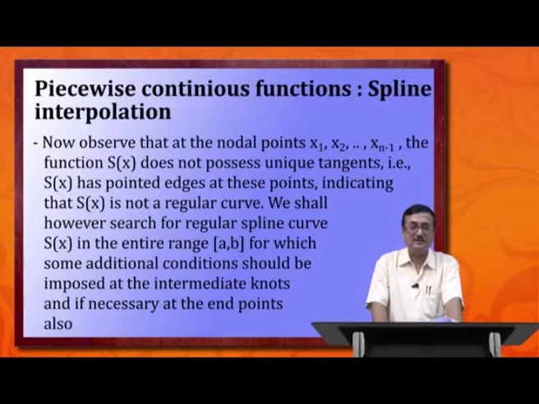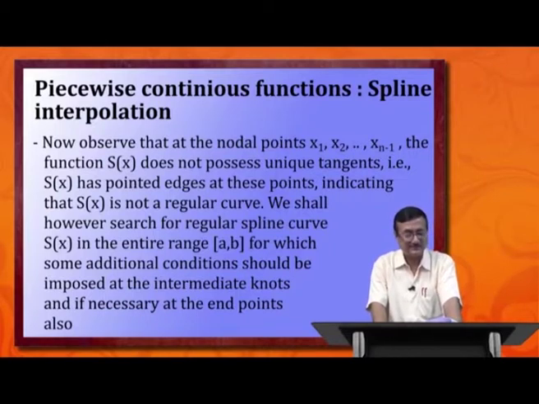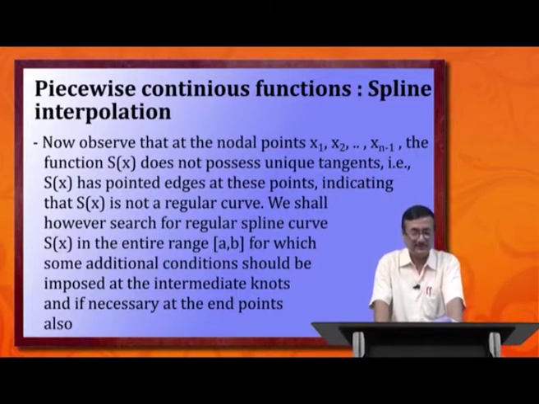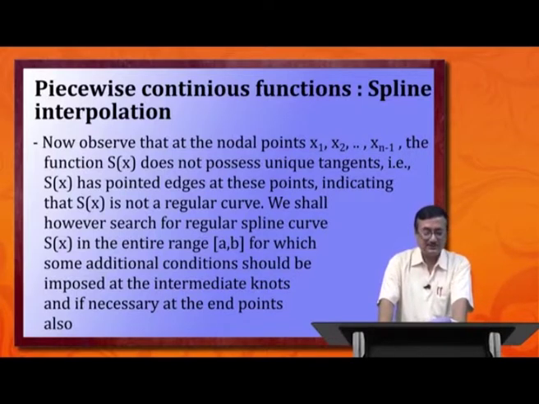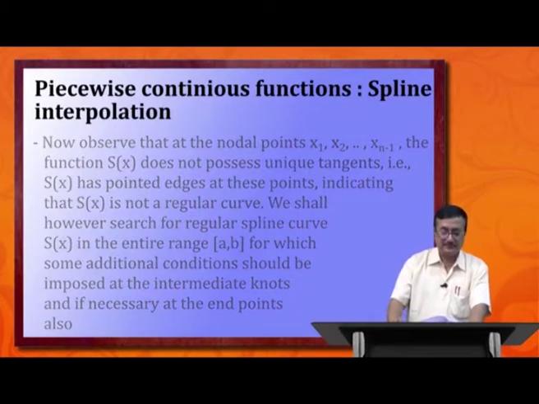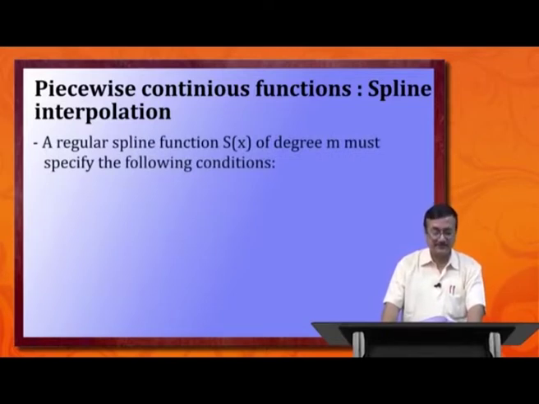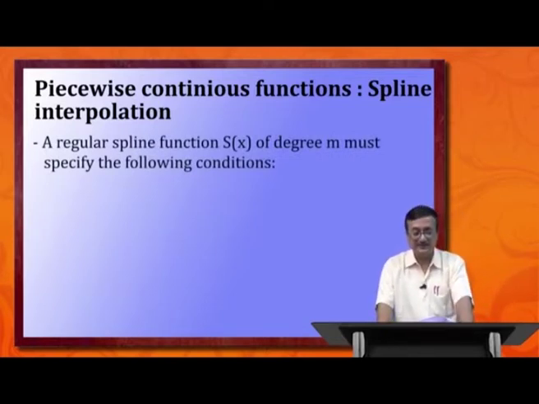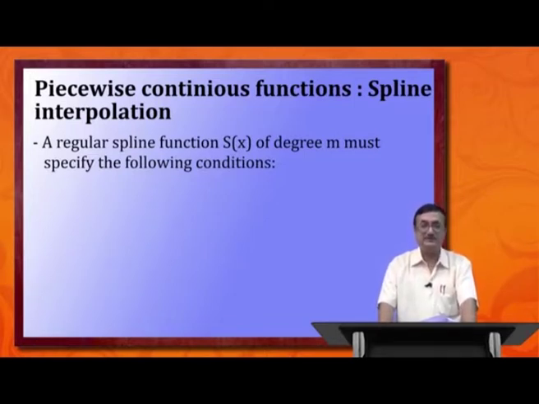We require a regular curve S(x). So we have to impose some constraint at the internal nodal points. We shall, however, search for regular spline curve S(x) in the entire range of [a, b], for which some additional condition should be imposed at the intermediate nodes and if necessary at the endpoints also. A regular spline function S(x) of degree m must satisfy all the following conditions.